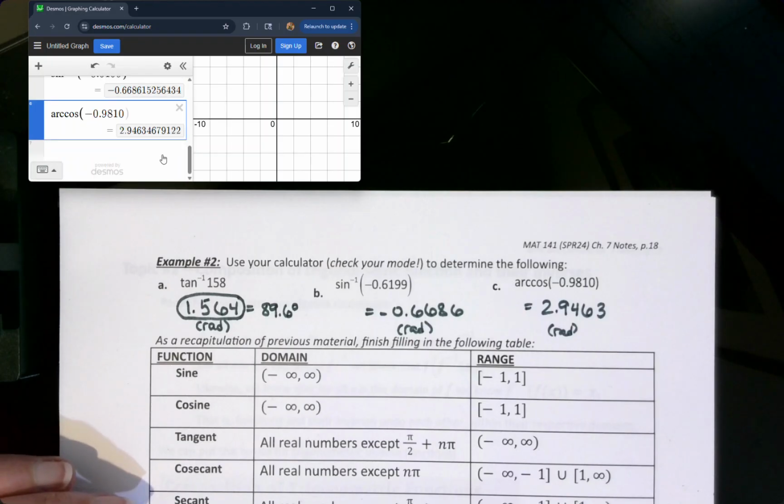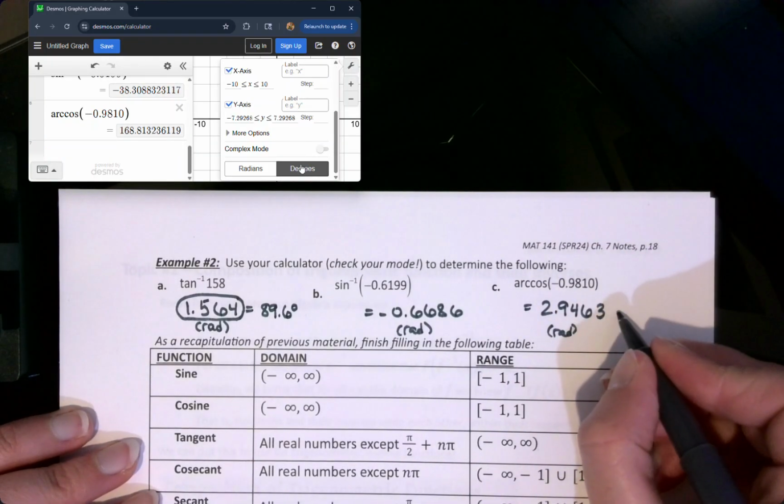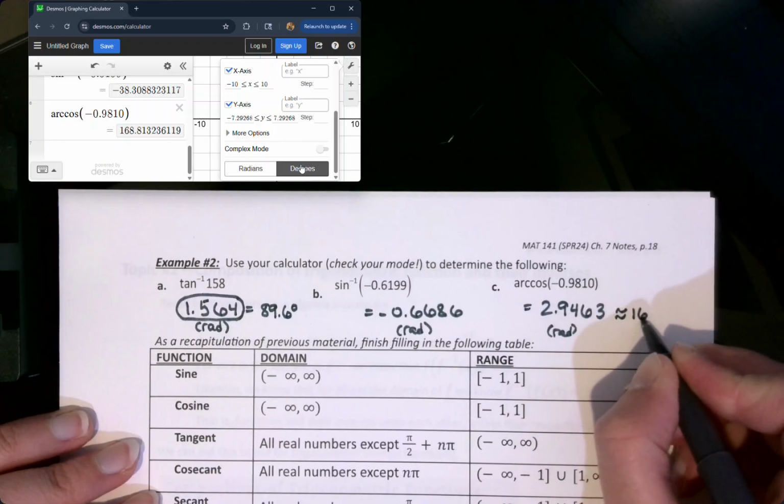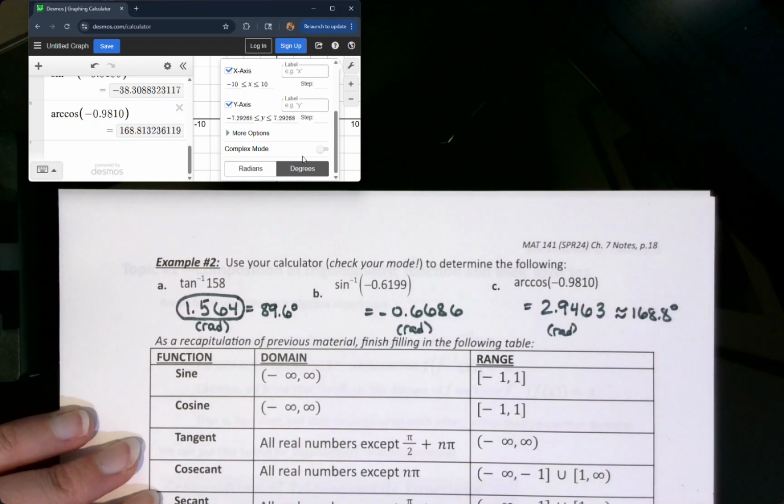All right, I could convert these to degrees, of course, if I wanted to. We'll do one more in degrees. This one is approximately 168.8 in degree measure. You can see the other one up above if you wanted to write that one in as well.